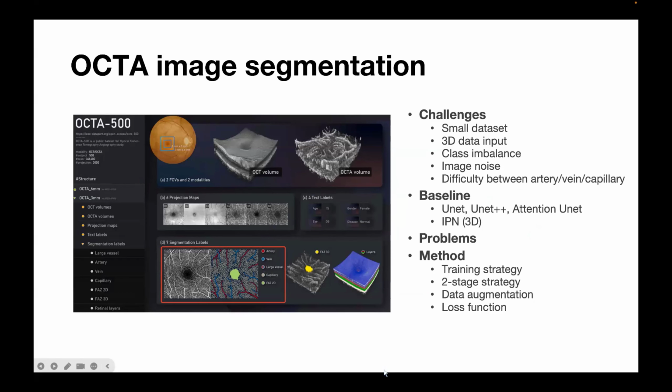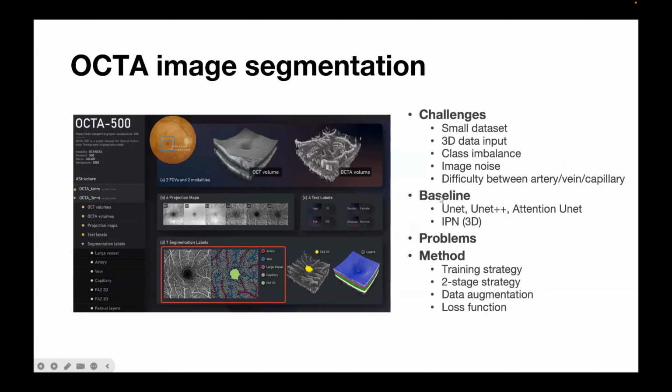These are the challenges, and based on the task, I have implemented some baseline methods. Some of them are U-Net, and some are U-Net-based versions. I have tried them, and from my experiments, they don't have much difference. The results are similar. And another baseline method is called IPN, which is proposed by the author of this task. So they use 3D data and design a 3D CNN to do their task.